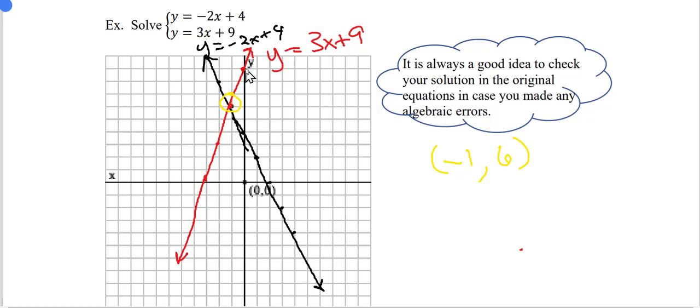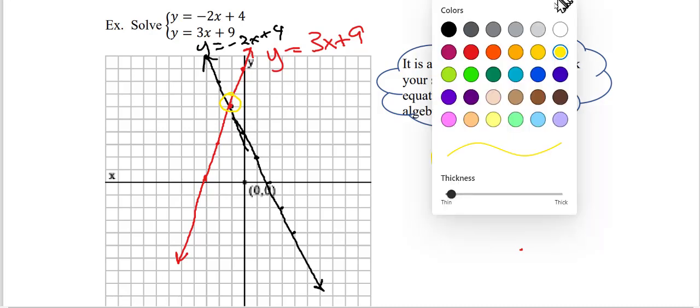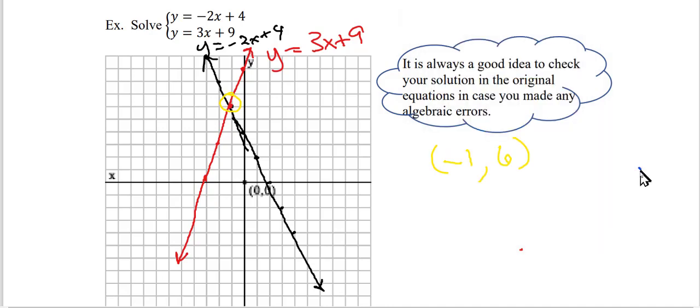If your y-intercept is 9 and you go down 3 and to the left 1, that does take you to that point, negative 1, 6. Same thing with this one, y-intercept of 4. If you go up 2 and to the left 1, it takes you to negative 1, 6. So we can see that this is actually the point of intersection there. So that is the solution. The solution is x equals negative 1, y equals 6.